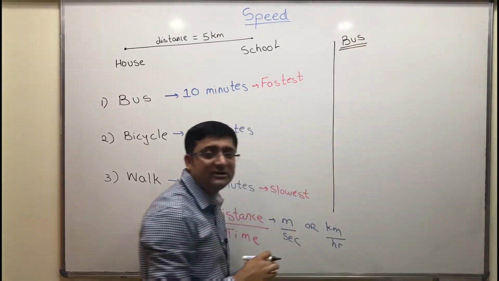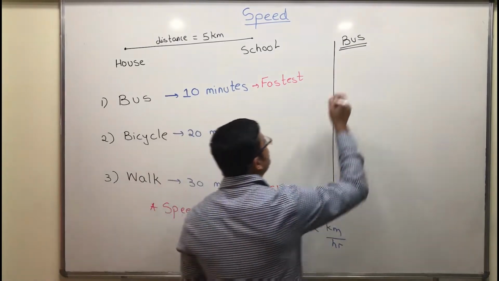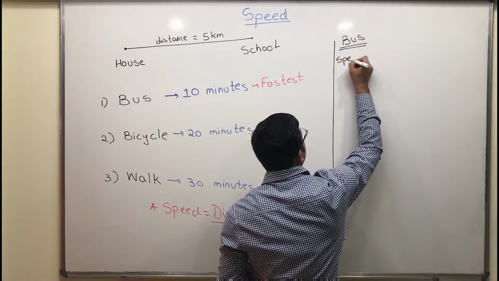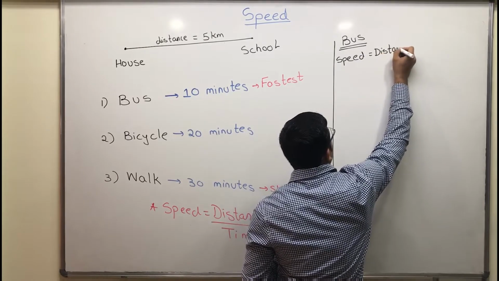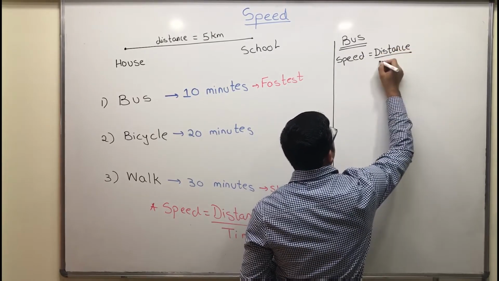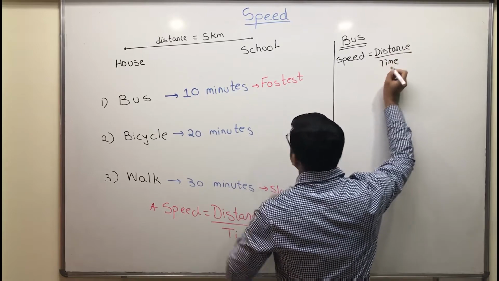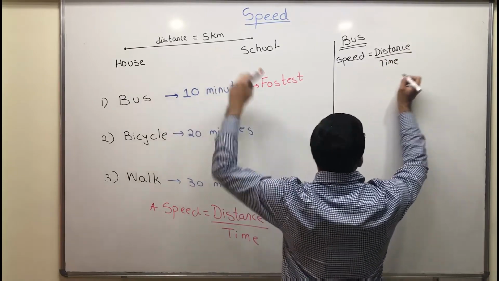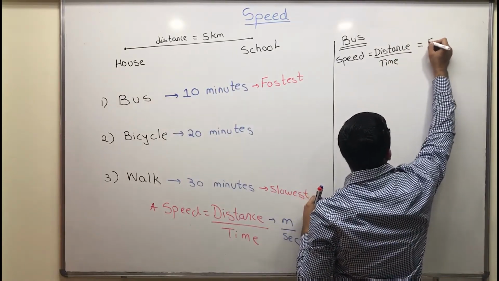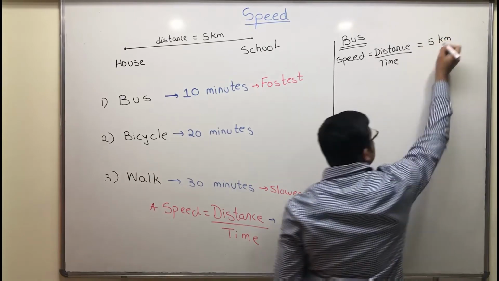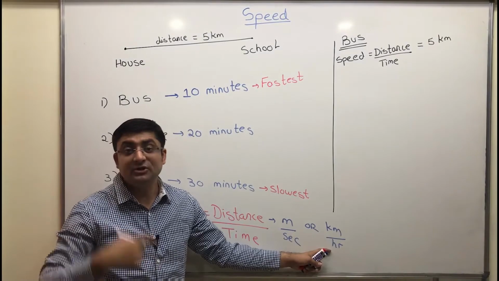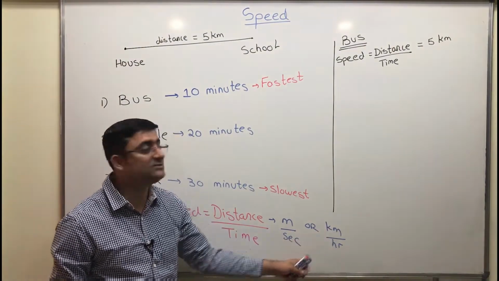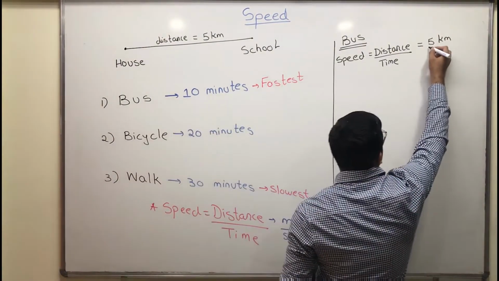So first step in physics, guys, is write down the formula. So I'll say speed is equal to distance divided by time. Now see, guys, what is the distance between your house and your school? 5 kilometers. So here distance I'm taking in kilometers. So whenever you take distance in kilometers, we'll take the time in hours, so that we get the speed in kilometers per hour.